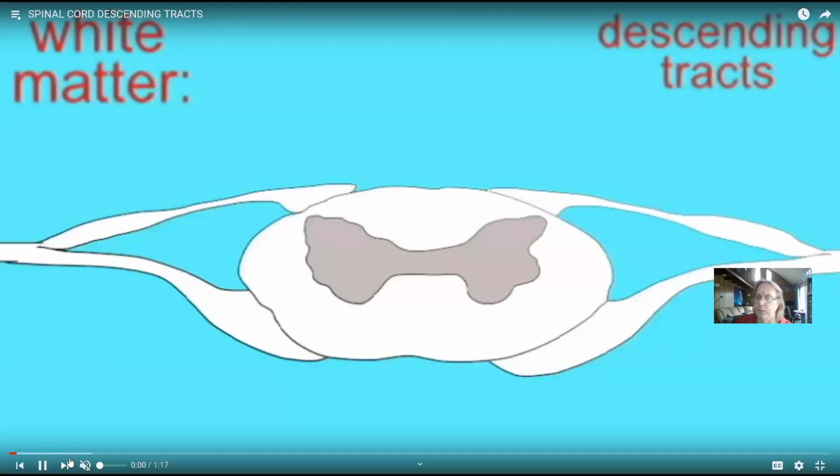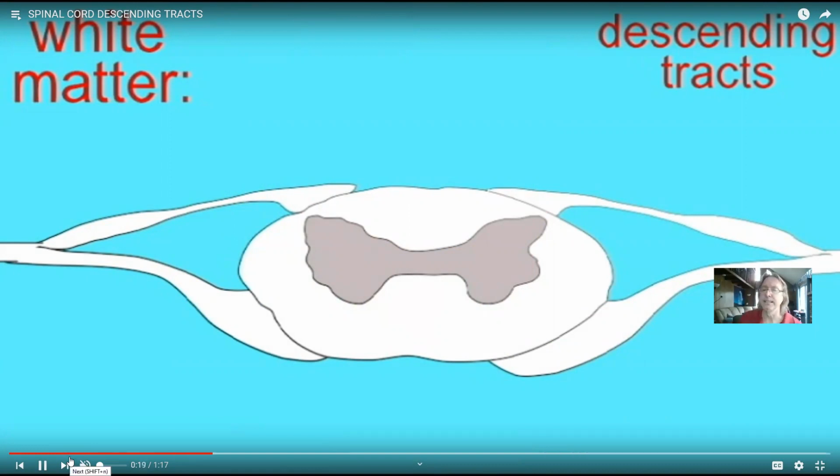In the same way, there are descending tracks going down the spinal cord. So their names often give them away. So they will end in spinal. So corticospinal goes from the cortex to the spinal cord. Reticulospinal goes from the reticular formation to the spinal cord.